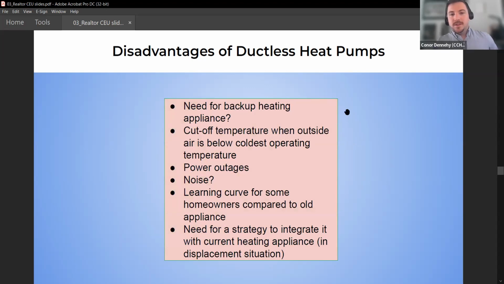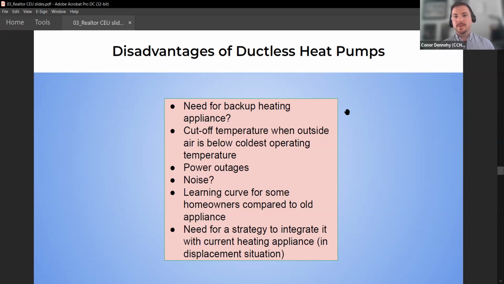So some of the disadvantages: if you're not in one of the milder climates in Alaska, then it's probably not going to be your primary heat source. So you're going to need a backup heat source. You've got to consider how these are going to interact. So either you've got to make a choice that, at 20 degrees, I'm going to turn off my heat pump and go back to my Toyo, or I'm going to go back to my boiler.